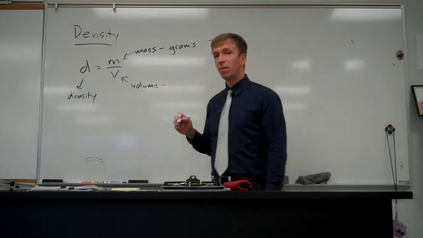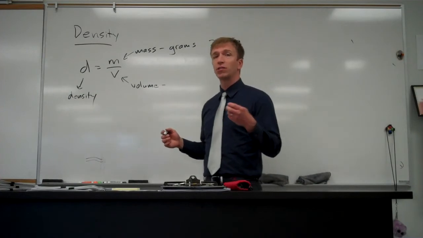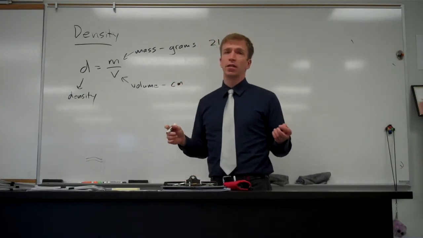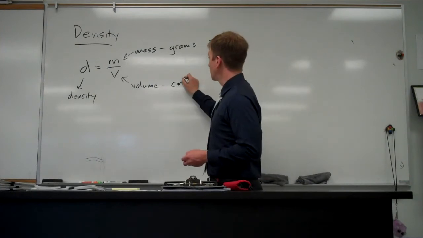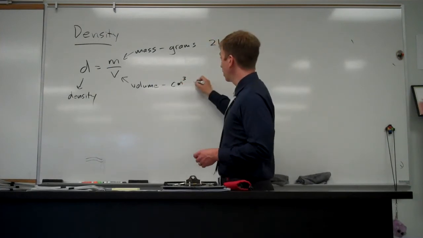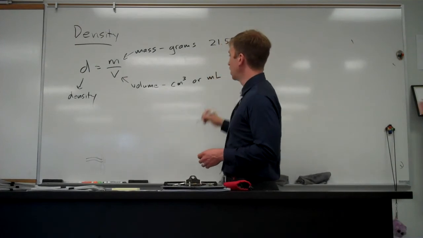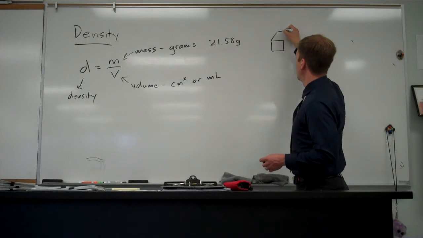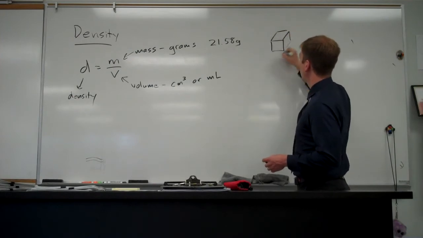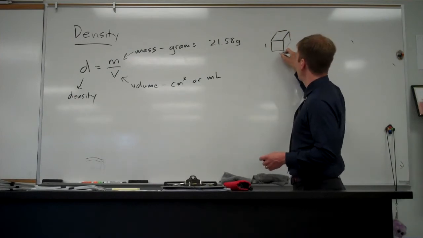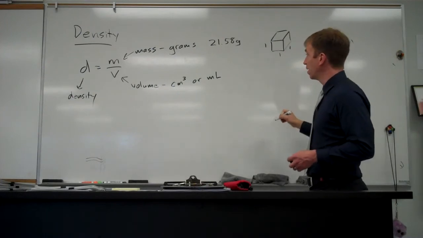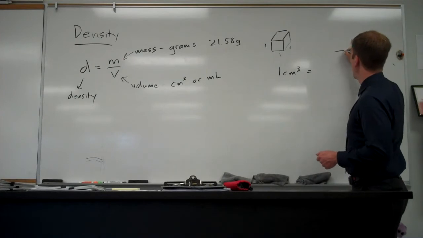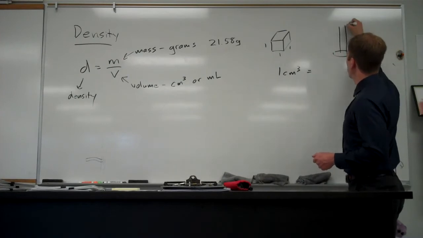Volume is measured in multiple different ways, but in this class we will use two. The volume of any object that we need the density for will be in cubic centimeters or in milliliters. There's a nice relationship between these two. A cubic centimeter, that is the volume contained in a cube that's 1 by 1 by 1 centimeter, is equal to the volume of a milliliter.